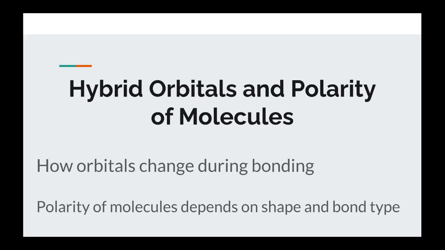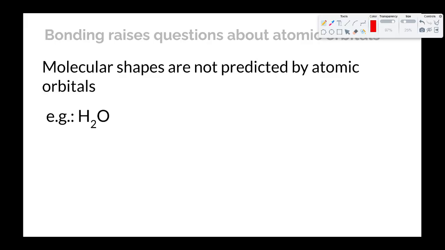Another thing we're going to do is take a look at why our regular idea of atomic orbitals, like s's and p's and d's, does not work for atoms that are involved in bonds, and why we have to make a modification called hybridization to explain that. The molecular shapes that we see are not always predicted by atomic orbitals. In fact, lots of times they aren't. An example would be H2O.